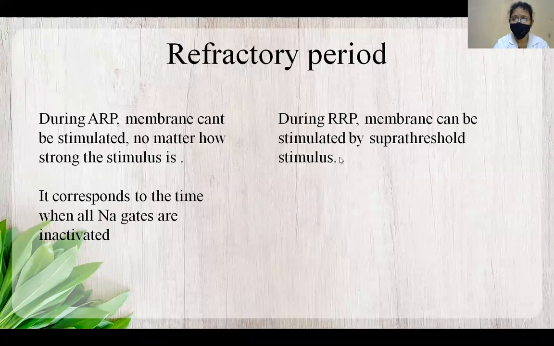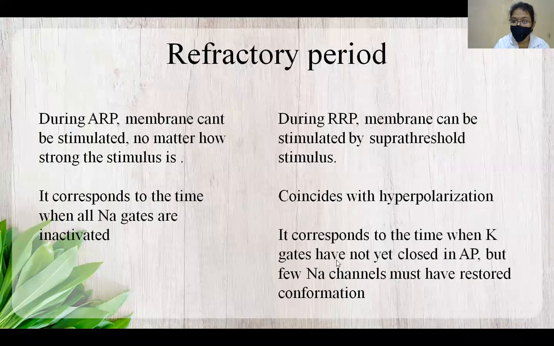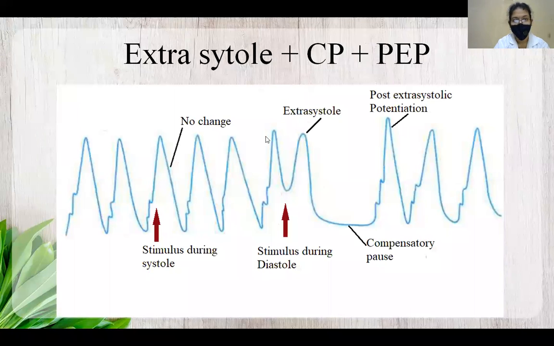Now coming to relative refractory period, here the membrane can be stimulated by a suprathreshold stimulus, meaning the strength of stimulus is more than that of threshold stimulus, which coincides with the phase of slow repolarization. And why does this happen? Because this is a time where the potassium gates are not yet opened, but a few sodium channels have restored their configurational changes.